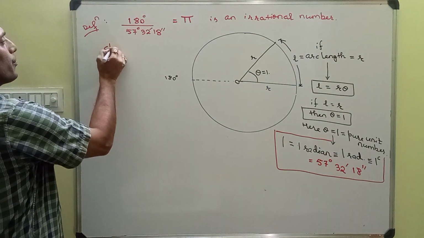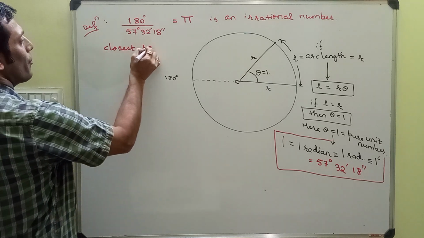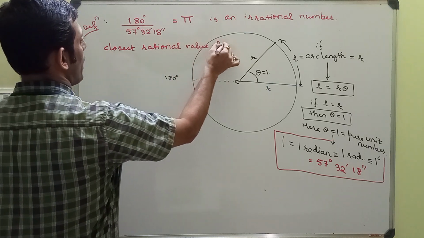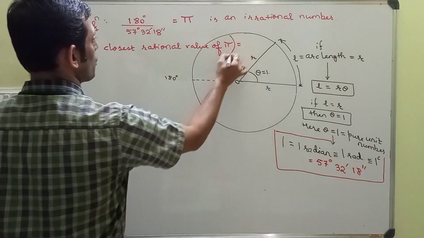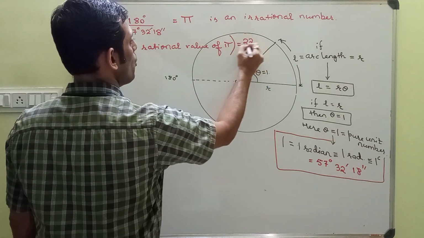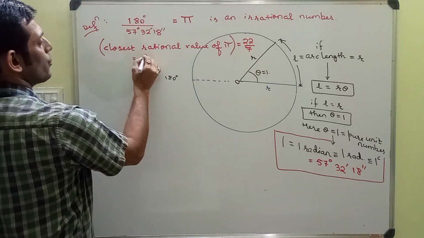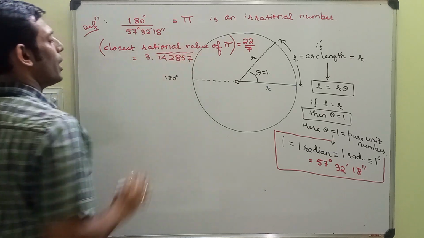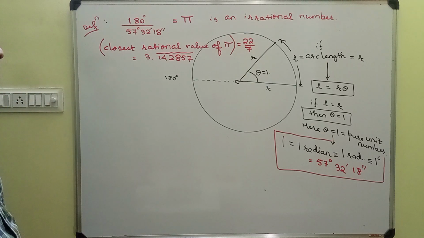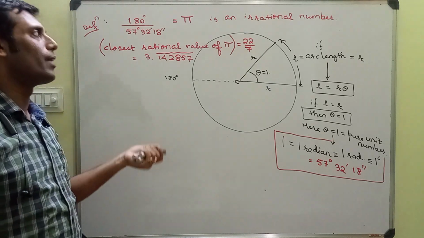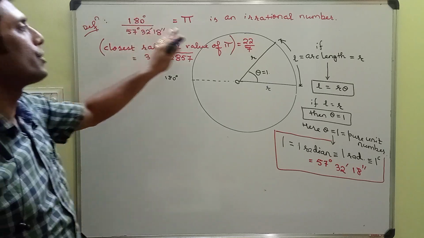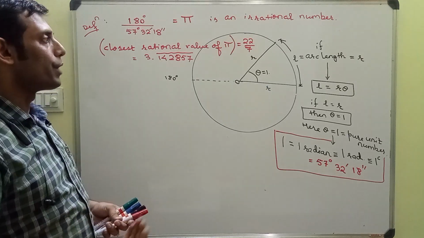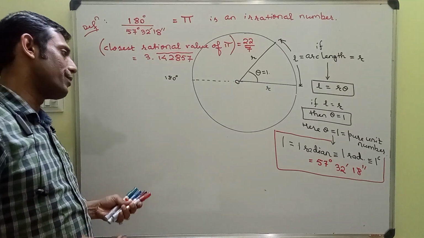The closest rational value of pi is equal to 22 by 7, or is equal to 3.142857 bar, and like that. This is the closest rational, not the exact value. The exact value of pi is something like this, and which is an irrational number. And this is how we define pi. This is one idea of defining pi.